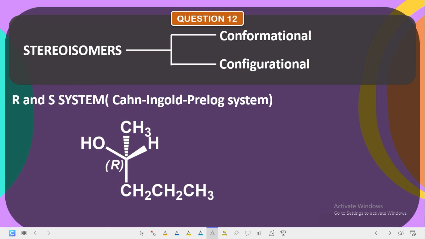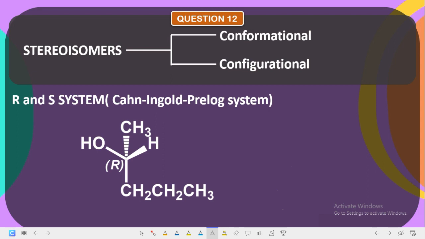Now, the software I used to draw the structure has given us the answer that this is the R configuration. But why is it R and not S? That's what we are going to determine now.